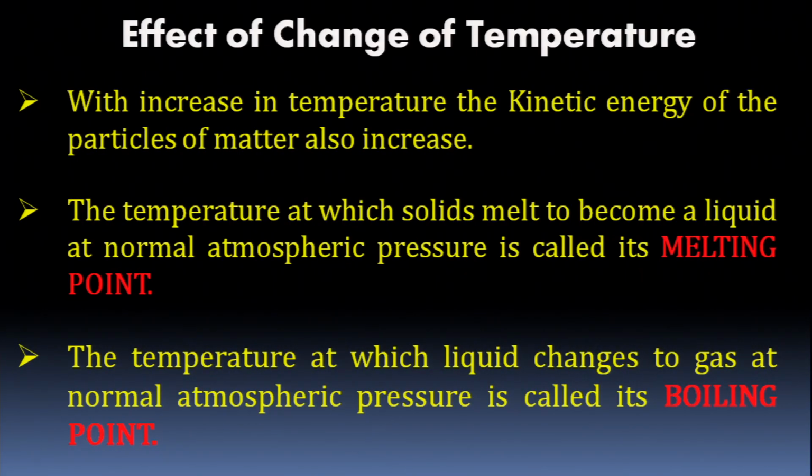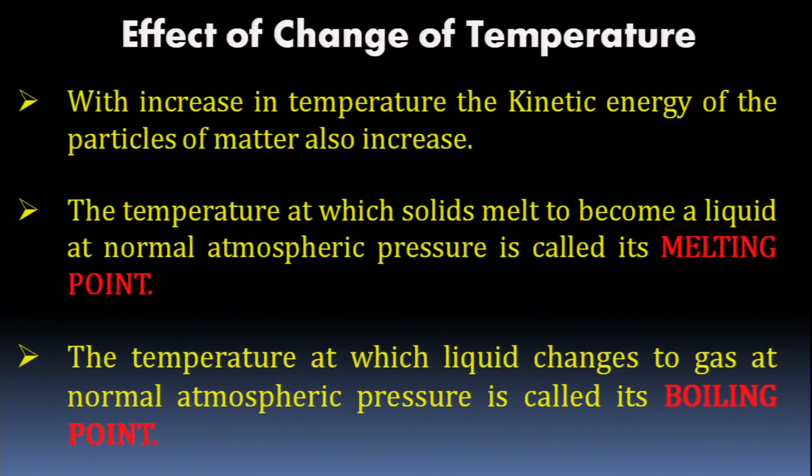Now, some concepts and some definitions. The temperature at which a solid melts to become a liquid at normal atmospheric pressure is called its melting point. Melting point is the temperature at which solid is converted into liquid state. Similarly, the temperature at which a liquid changes to gas at normal atmospheric pressure is called its boiling point. Okay, children? We'll be using these terms.